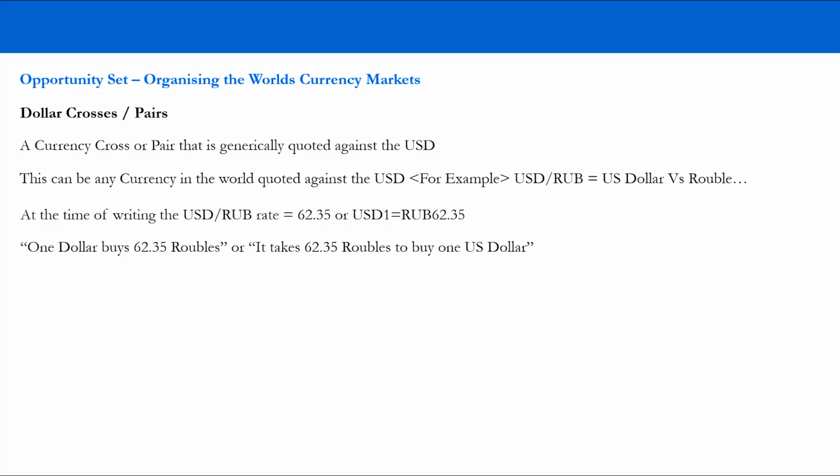At the time of writing, the Russian ruble was 62.35 to the US dollar. And the way you read that is $1 US equals 62.35 Russian rubles. So $1 buys 62.35 rubles, or it takes 62.35 rubles to buy $1 US.